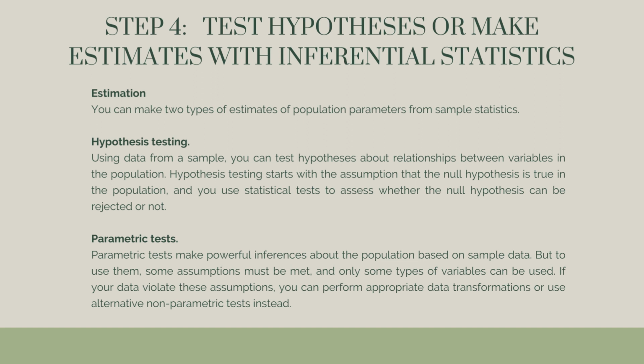Comparison tests usually compare the means of groups. These may be the means of different groups within a sample, for example a treatment and control group, the means of one sample group taken at different times, for example pre-test and post-test scores, or a sample mean and a population mean.